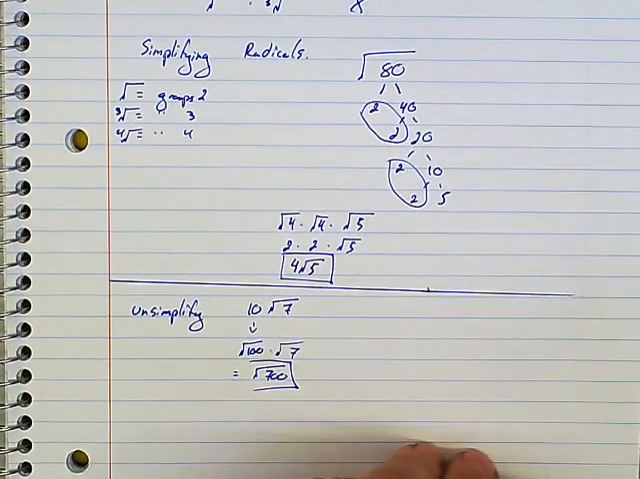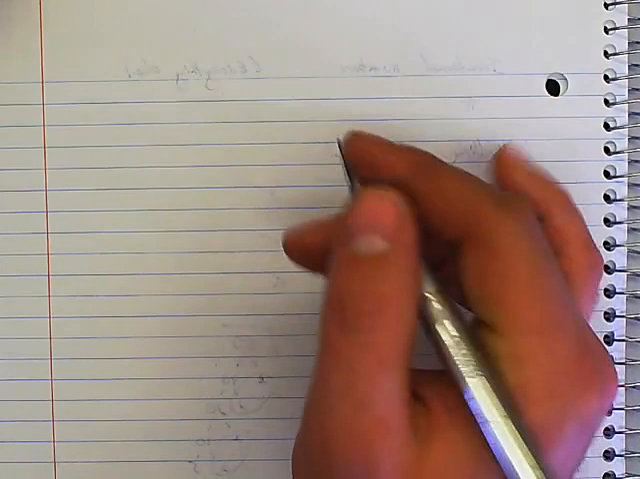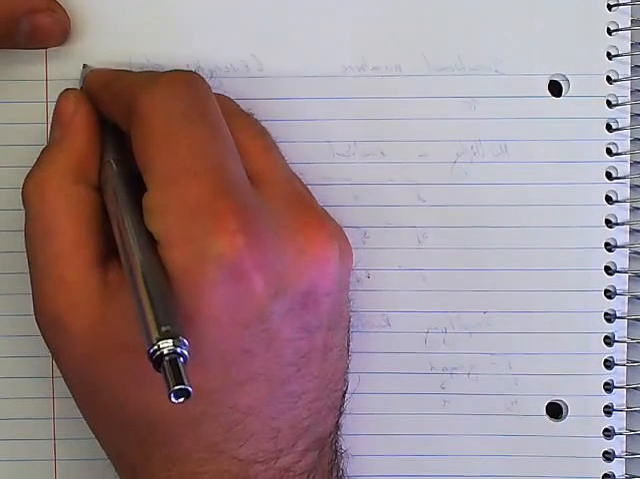You could also say, what's 10 squared? Well, it's 100. Therefore, square root of 100, same thing. Both processes work just the same. It's arguably easier to unsimplify it than it is to simplify radicals. Yeah, this one seems a lot easier.